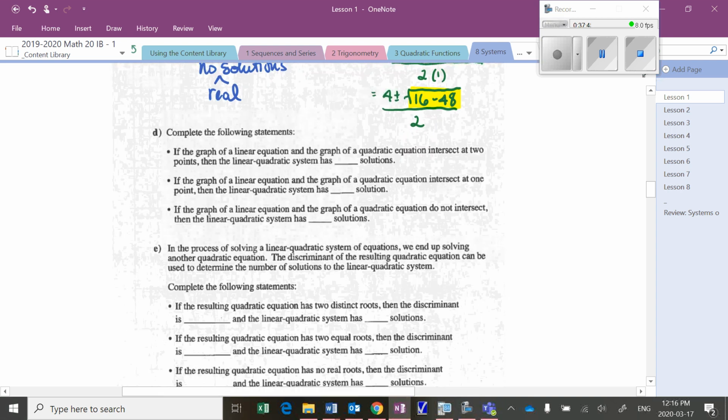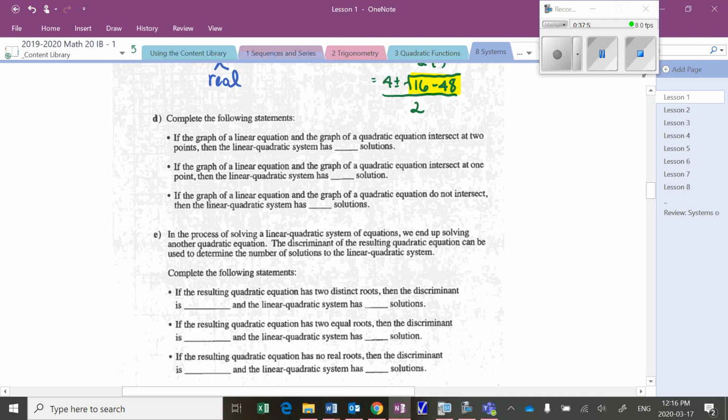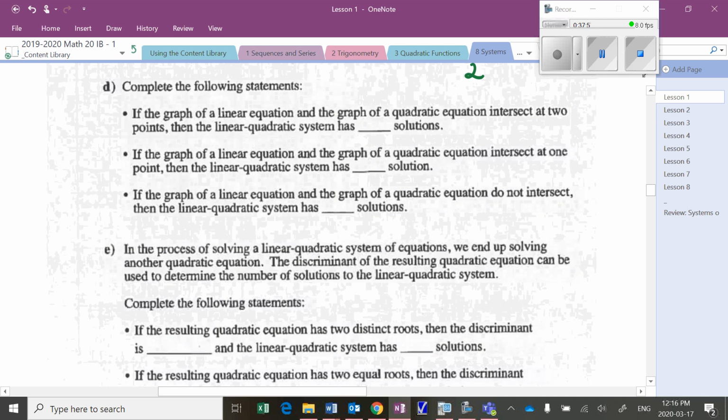Okay. So let's just quickly run through these, and I think we are good to go from here. So if the graph of a linear equation and the graph of a quadratic equation intersect at 2 points, the linear quadratic system has 2 solutions. Yeah, because there's 2 intersections. If they intersect at 1 point, then the linear quadratic system has 1 solution, and of course if there is no intersection at all, then there are 0 solutions.